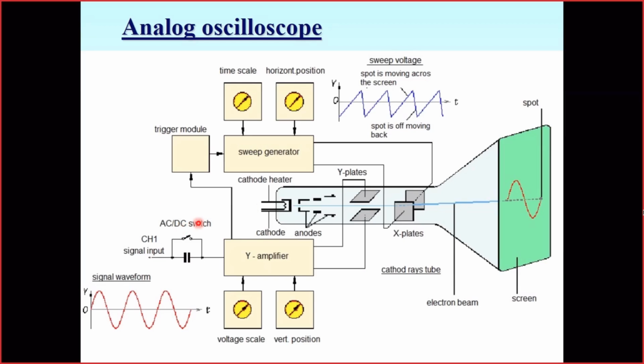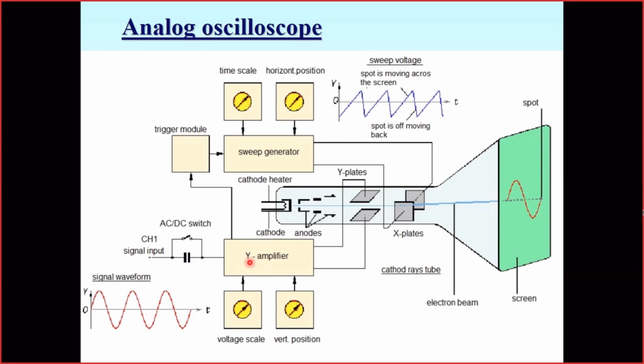This switch, the AC-DC mode switch, as I said, just connects or shortcuts a capacitor on the input. So for the DC mode, the switch should be switched on, and the signal goes bypassing the capacitor. For the AC mode, the switch is disconnected, and the signal goes through the capacitor. Thus, the DC component is cut.